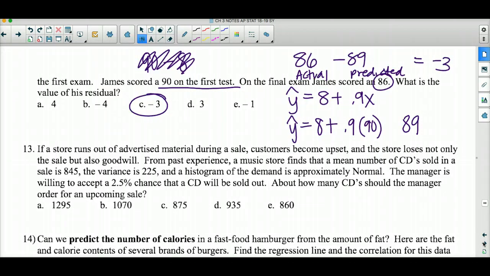How would you say it? Somebody give me an interpretation. Yes, the actual score on the test is 3 points less than the predicted score. Perfect. Good job. All right.